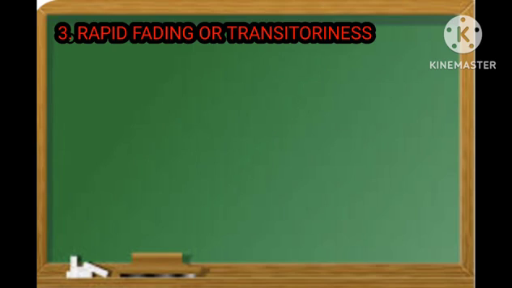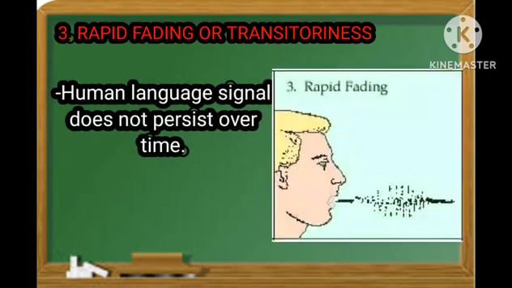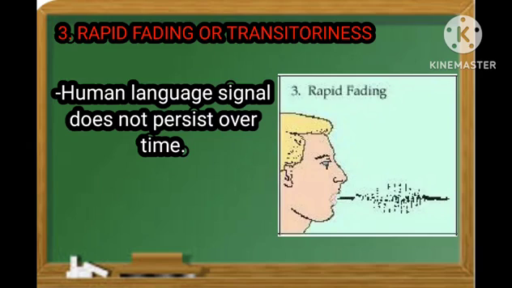Next, we have rapid fading or transitoriness. Human language signals do not persist over time. It means that speech waveforms fade rapidly and cannot be heard after they fade. So it is impossible to say hello and have someone hear it an hour later. It may be possible when audio recording, video recording, or writing the message is done.